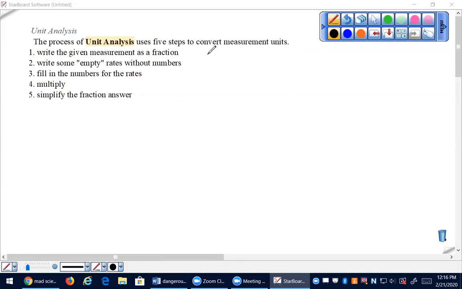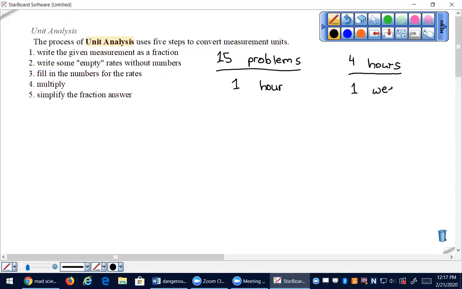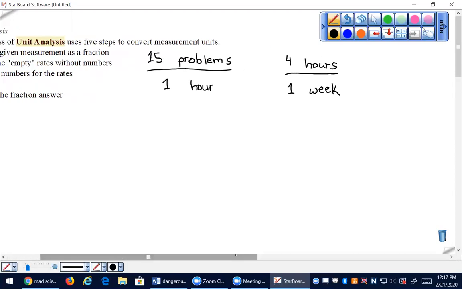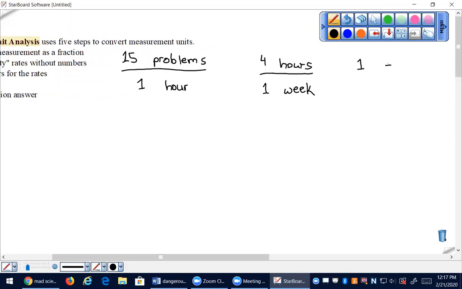Let's say we have a student who does 15 problems in 1 hour. They're able to study for 4 hours a week. And one term is 10 weeks. So how many homework problems will this student do during the whole term? Sound like a reasonable problem?